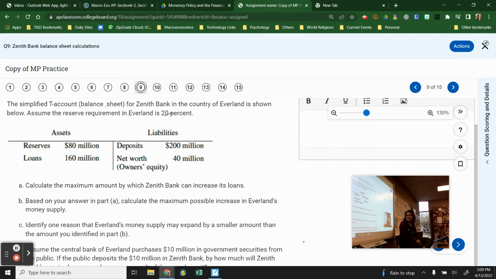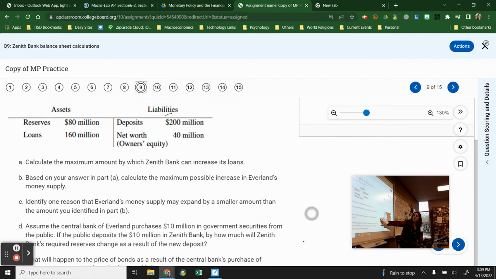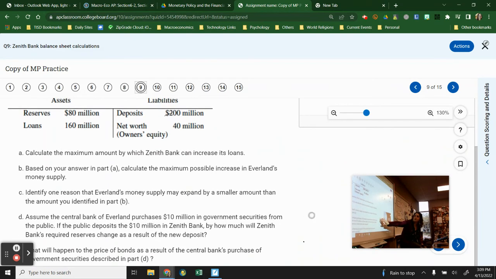For number 9, okay, let's go over number 9. The simplified T balance for a Zenith bank in the country of Everland is shown below. Assume that the reserve requirement in Everland is 20%. 20% of what? 200 million. Okay, so ours is 20%.